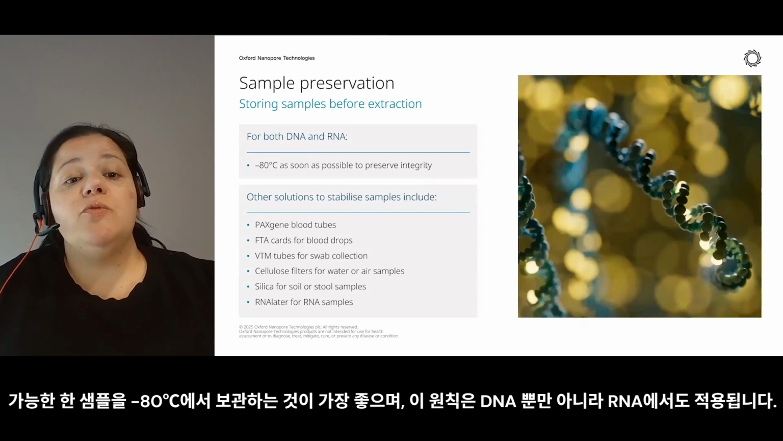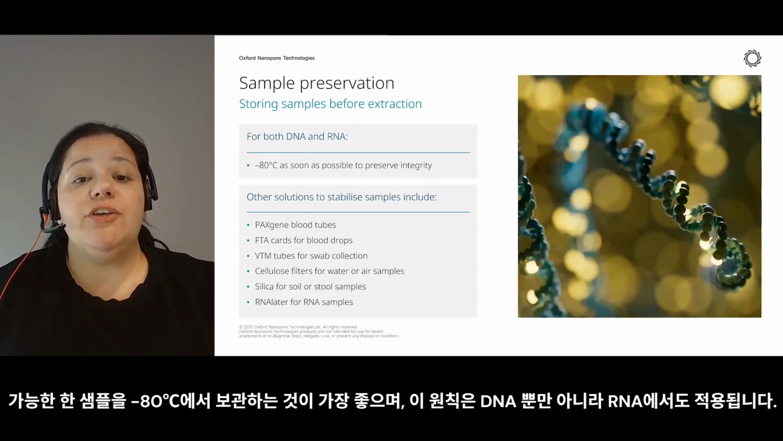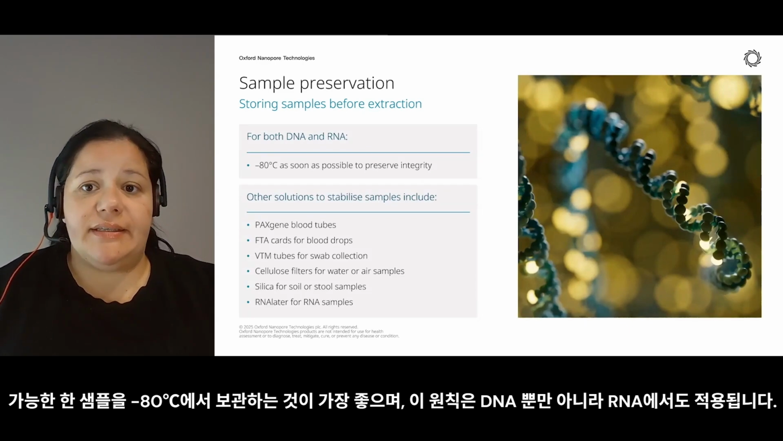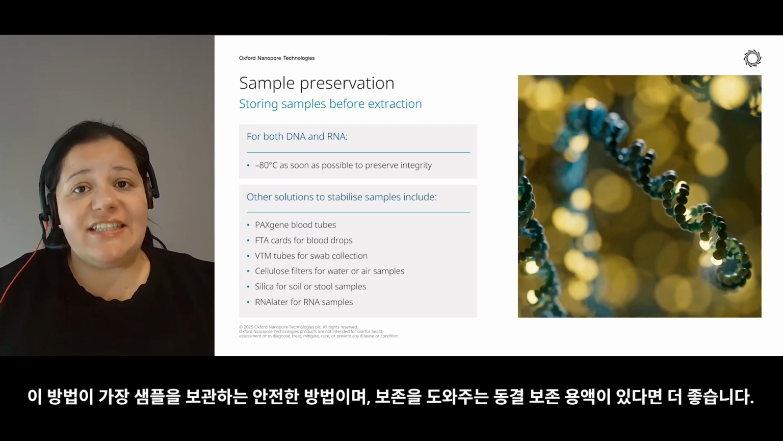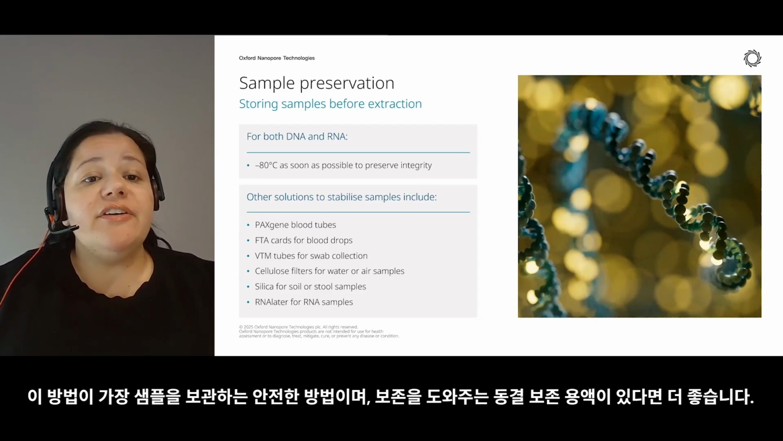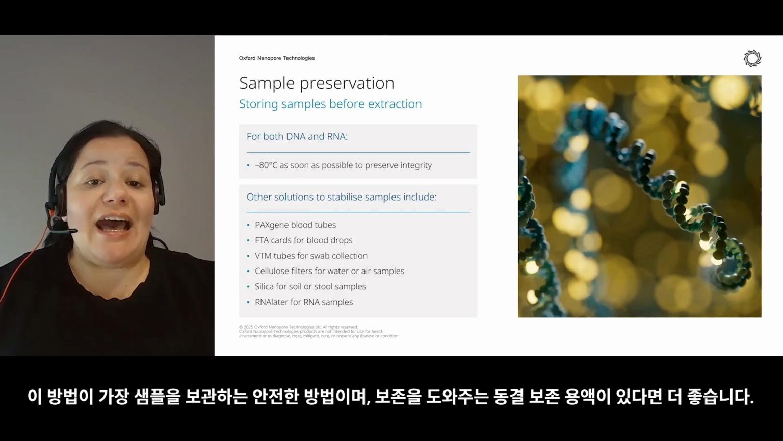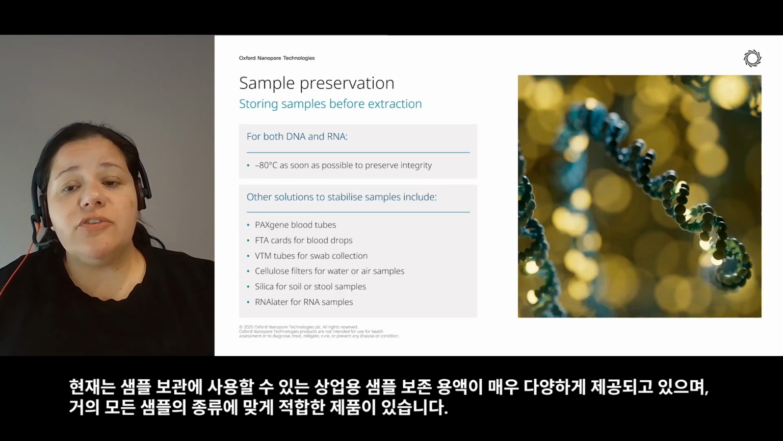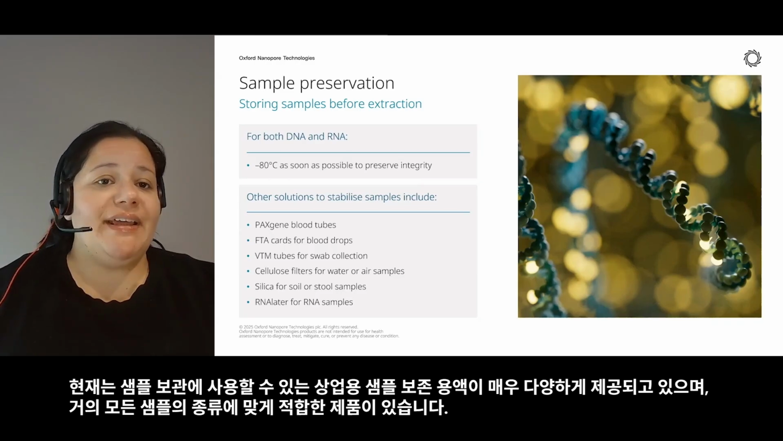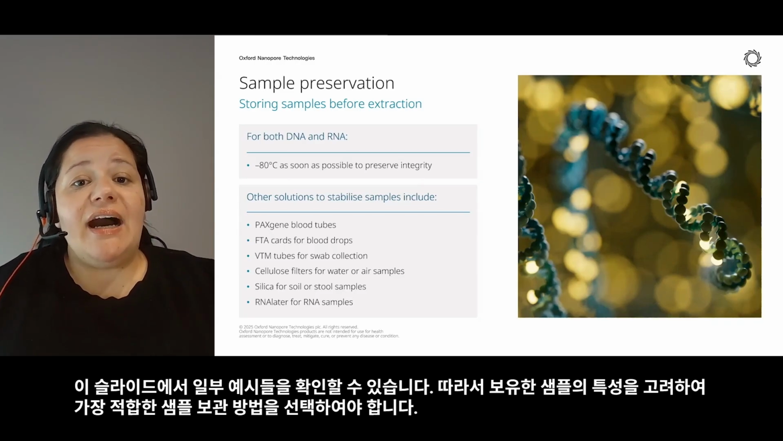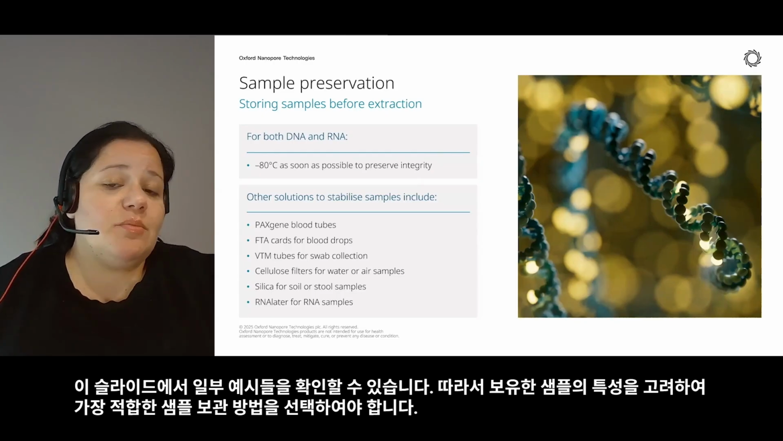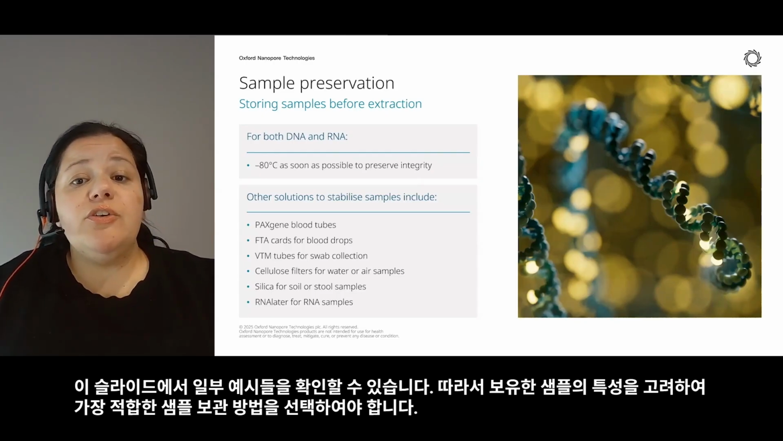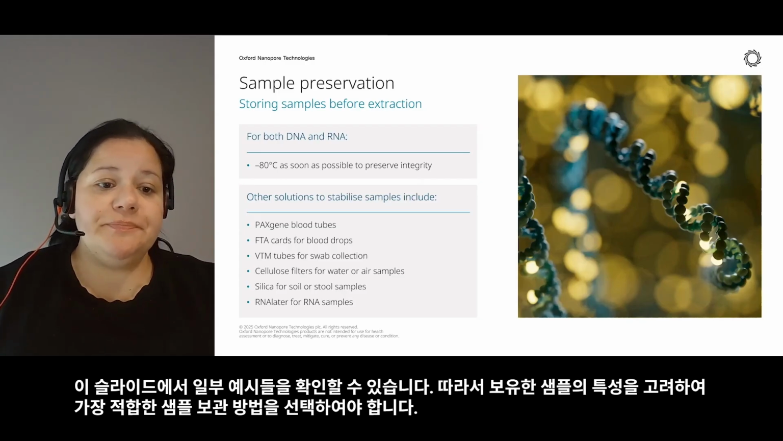So as a general rule, for both DNA and RNA, you should try to keep your samples at -80 whenever possible. This is the safest option. And if there are extra solutions you can add to help preservation, then that's great too. There are a lot of commercial solutions available for any sample type you can think of. And here you can see just some of those examples. So you should think about the sample you have and what's the best way to preserve it.